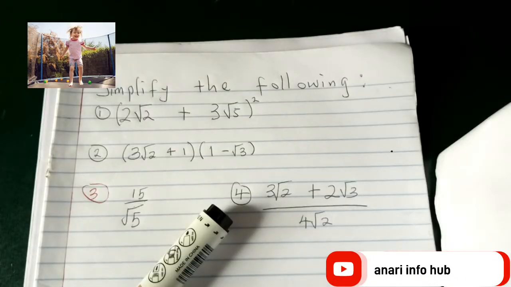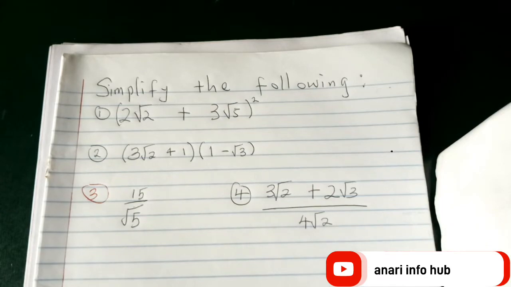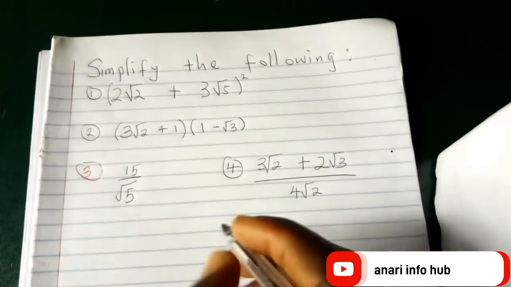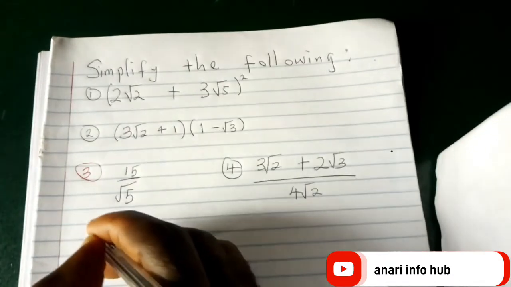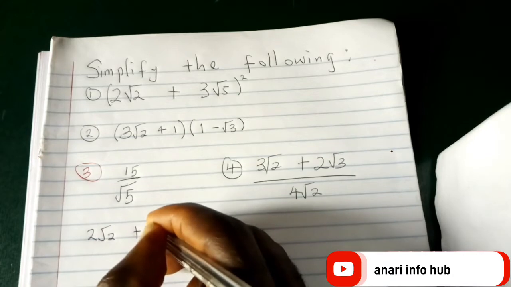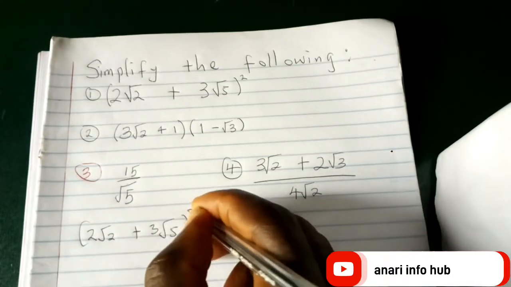In this video, we shall be simplifying about 4 questions in surds. The first one, we have (2√2 + 3√5) all squared.